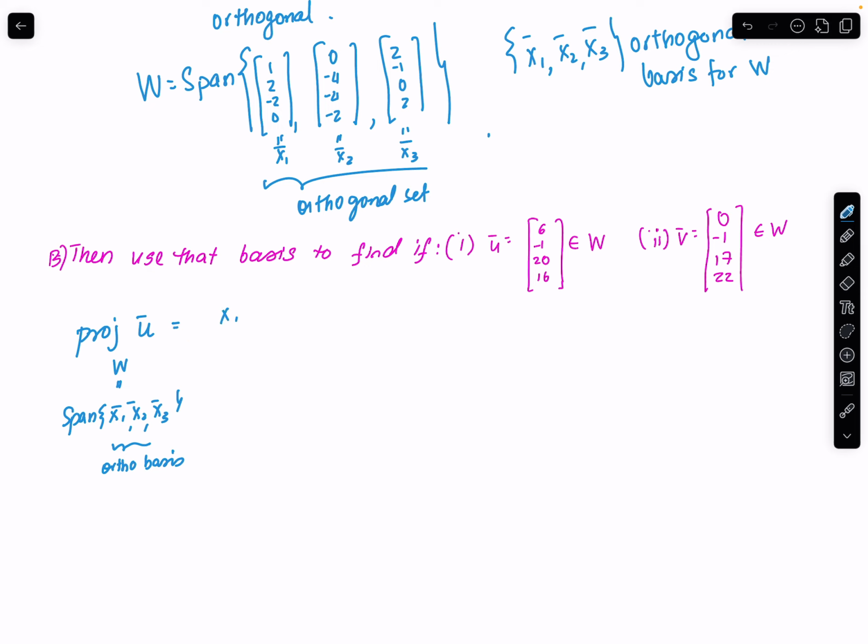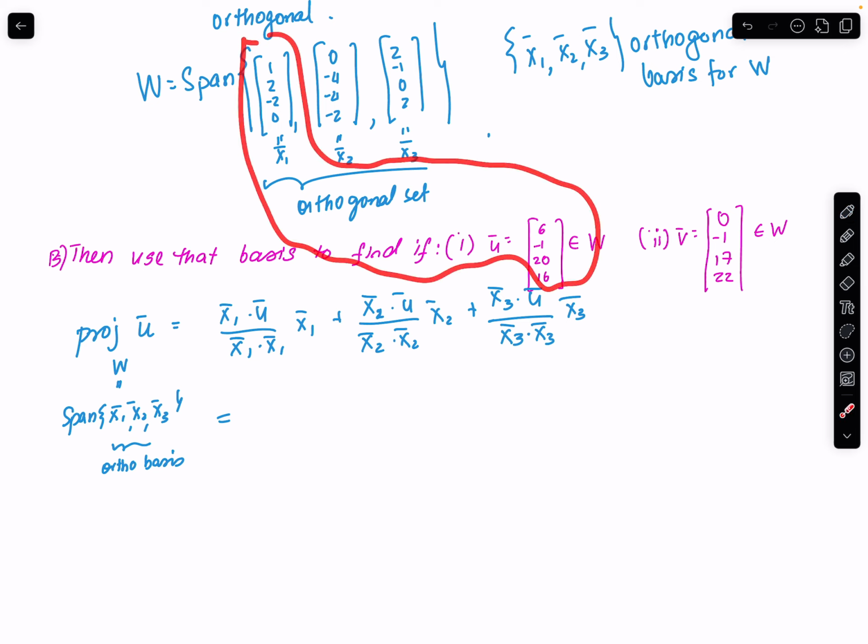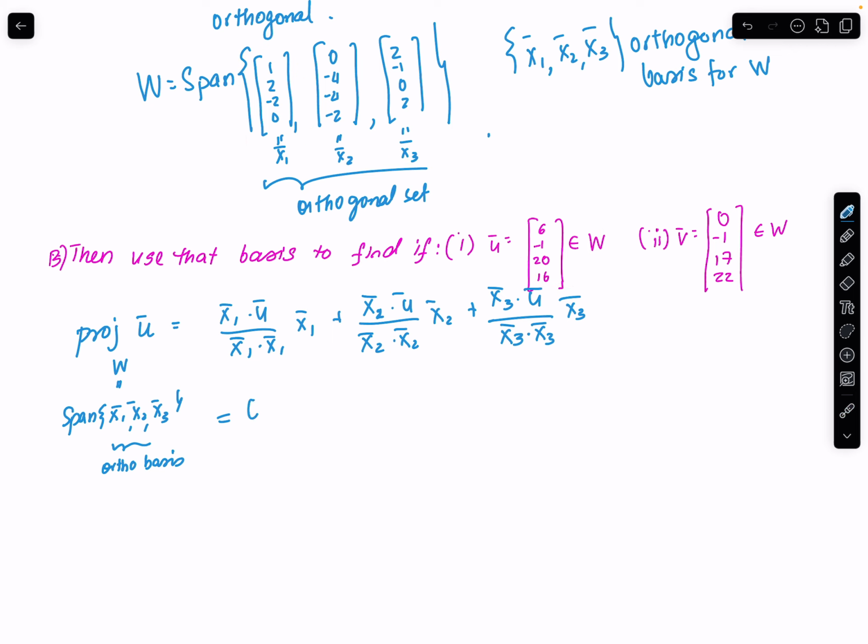What will that be? It will be x1 dot u over x1 dot x1 times x1 plus x2 dot u over x2 dot x2 times x2 plus x3 dot u over x3 dot x3 times x3. Okay, so it's easy. We have all our vectors here. So what is u dotted with x1? Let's write this down. 6 minus 12 minus 40 over, what is x1 dot x1? 1 plus 4 plus 4.